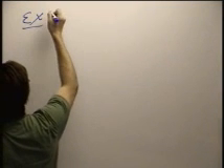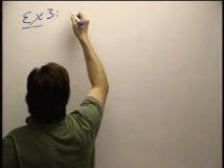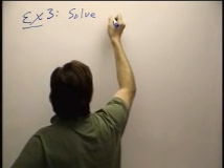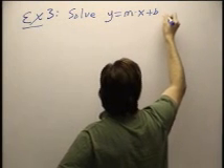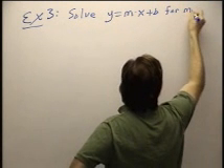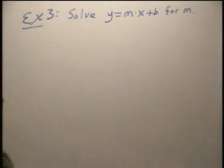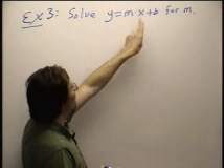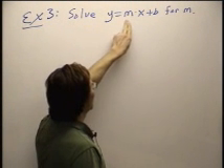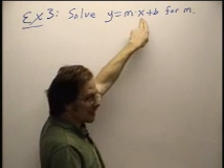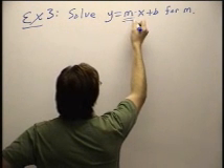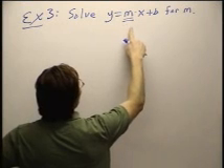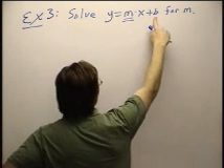A third example, solve y equals m times x plus b for m. Now you have to be careful because we often solve for x, but here we're solving for m, so we want to treat x as a constant. Well, what we must do here is, here is the m. We need to figure out whether to take care of this x first or this b first.